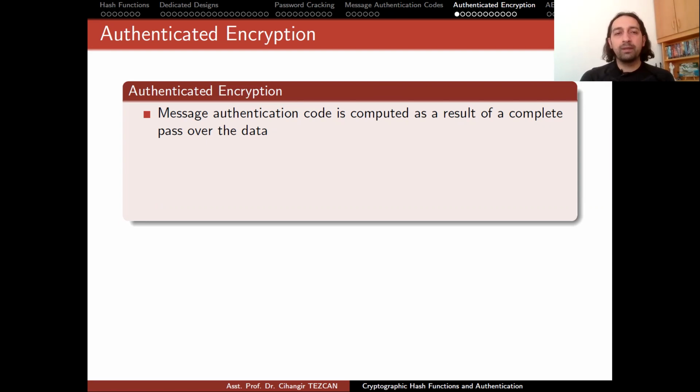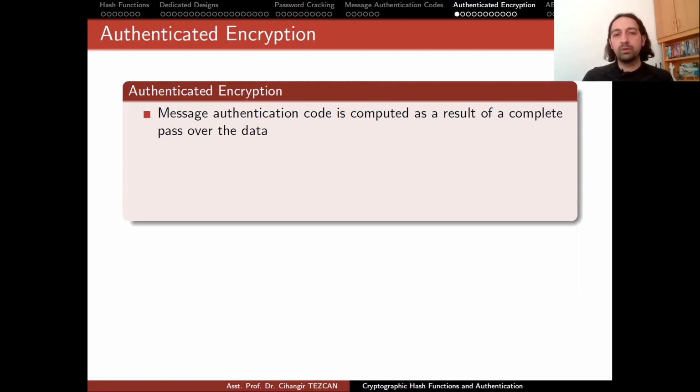So now, a natural question to ask is, can we provide both at the same time? Can we have an algorithm that provides both confidentiality and authentication? This is actually called authenticated encryption. And the answer is yes, we can do it. And there are many different variants.